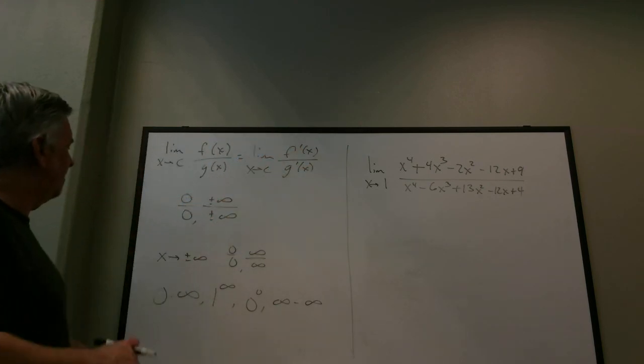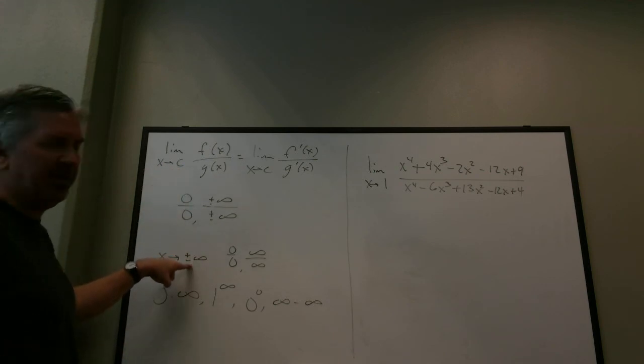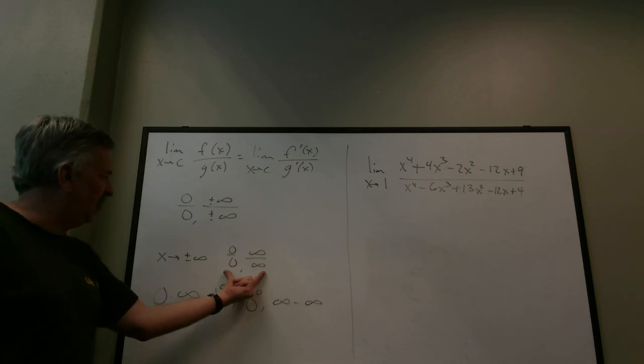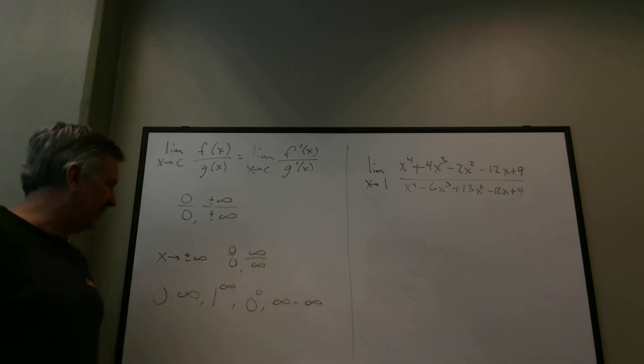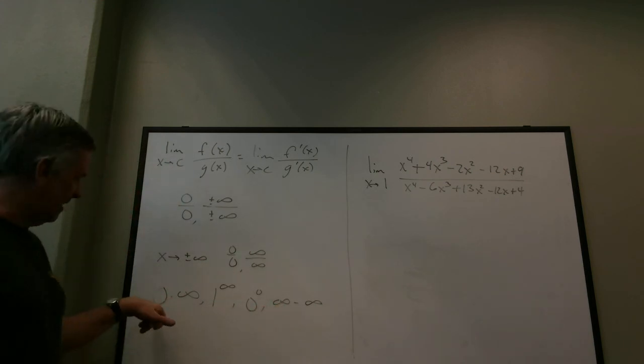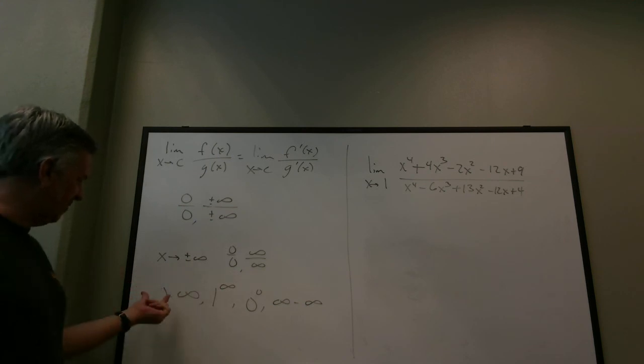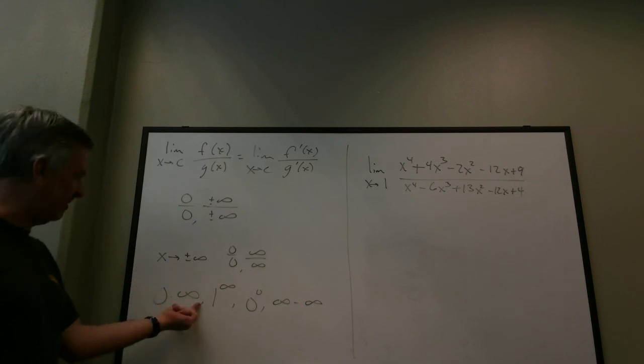Now, the result is also true if x doesn't just go to c. x can go to plus or minus infinity if you get one of these forms, 0 over 0 or infinity over infinity. And L'Hopital's rule also applies if you have other indeterminate forms, like 0 times infinity, where you have a product of two functions, the limit of the first is 0, and the limit of the second is infinity.